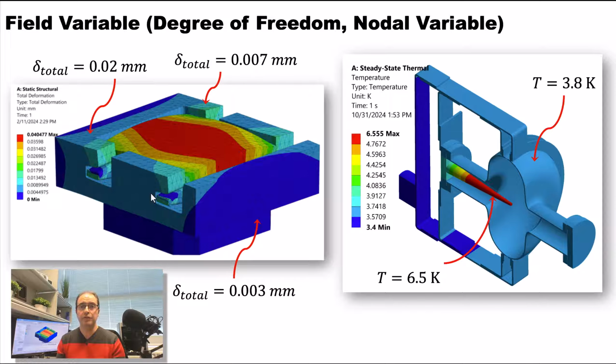Another example for the field is when you want to do thermal analysis. In thermal analysis, the field variable is the temperature instead of displacement. For example, on the right, we see that the temperature at this point is 6.5 Kelvin and the temperature at the other point is 3.8 Kelvin. So you can see that the field variable is changing from one point to another point in the field.